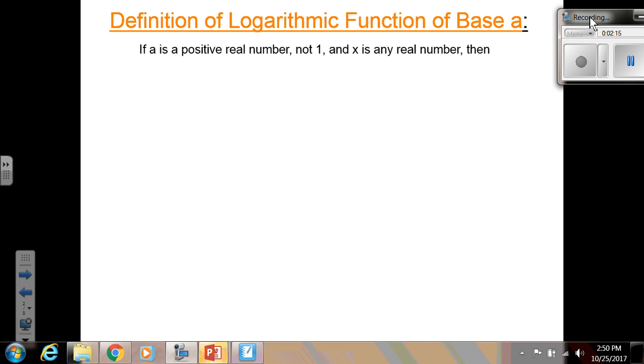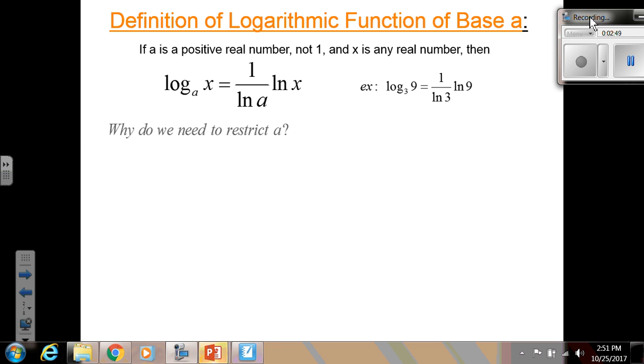All right, so our definition of a log of base a, and again, a is any positive real number, not 1. If I have log base a of x, that's the same as natural log of x over natural log of a. And this is just the change of base rule. That's probably how you've seen it before, where you just do natural log of 9 divided by the natural log of 3. You may or may not have seen that now that our calculators just fill in those pieces, but hopefully you've seen change of base.